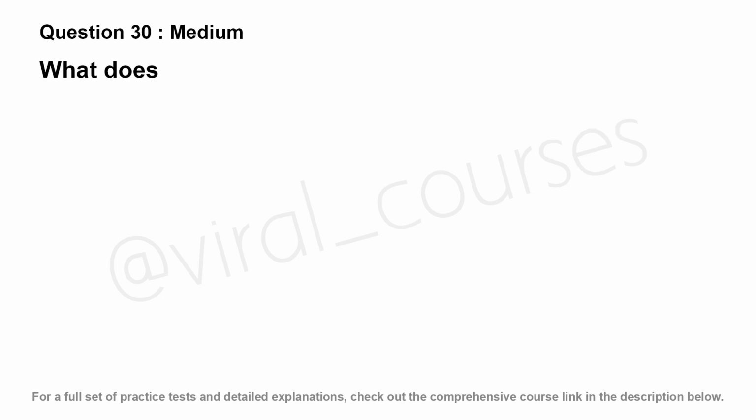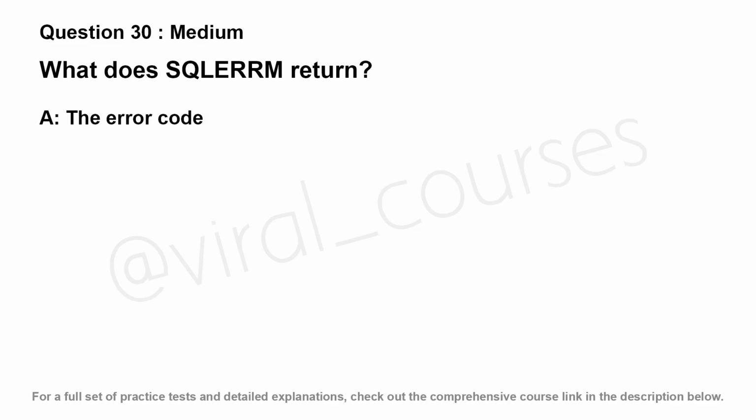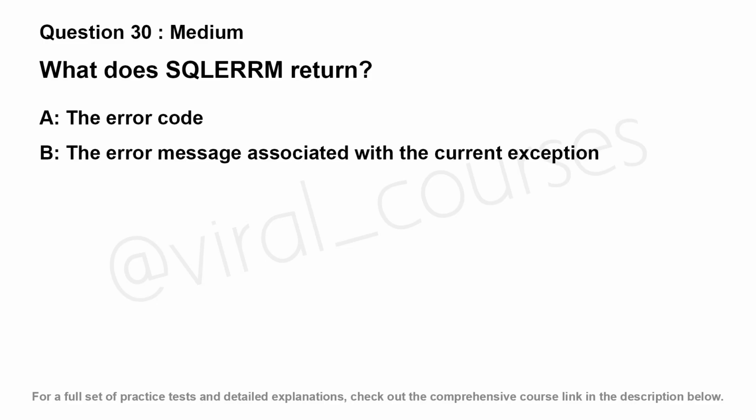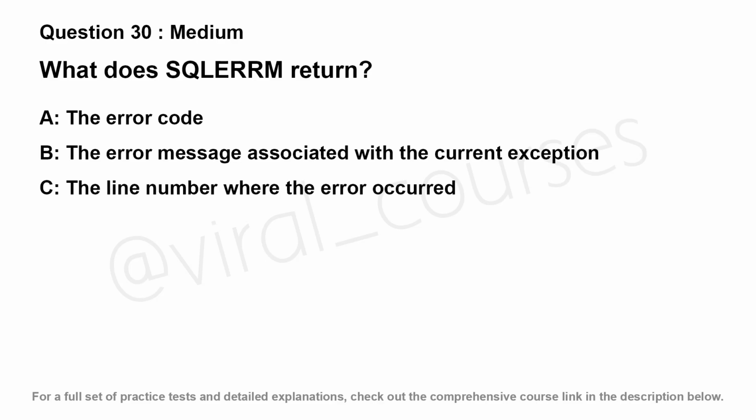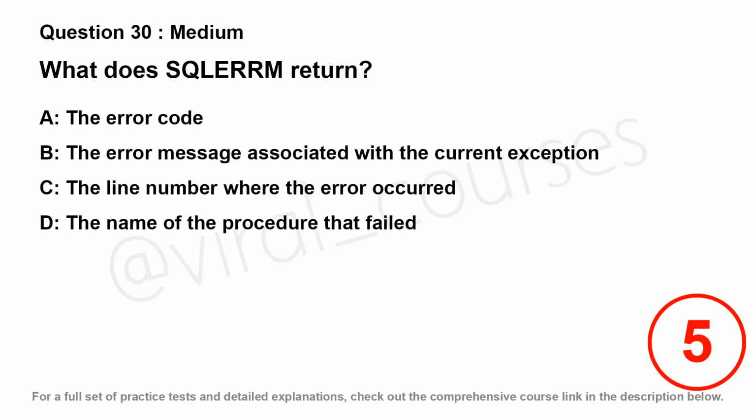What does SQLERRM return? Option A. The error code. Option B. The error message associated with the current exception. Option C. The line number where the error occurred. Option D. The name of the procedure that failed.